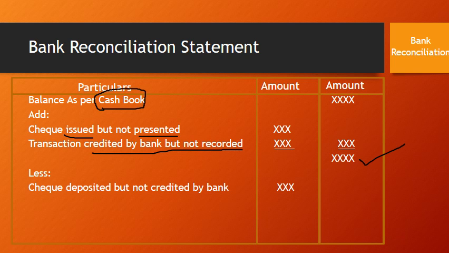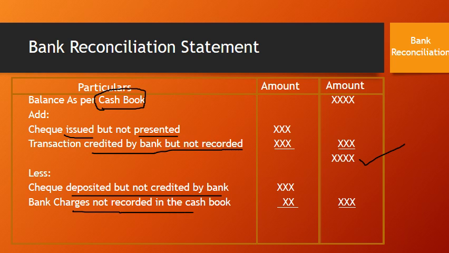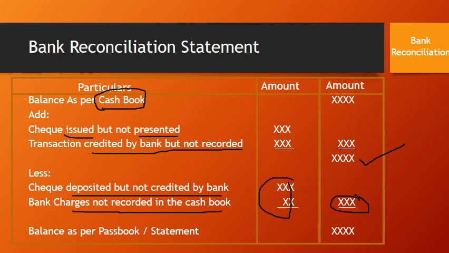Again, from this amount we are deducting check deposited but not credited by bank, and then bank charges not recorded in the cash book. If I deduct these two things, we get this amount, and then we get the balance as per passbook or statement. The rule here is, if you are starting a reconciliation process, you can start from passbook or you can start from a cash book or a bank book. In this given template, I am starting with cash book.